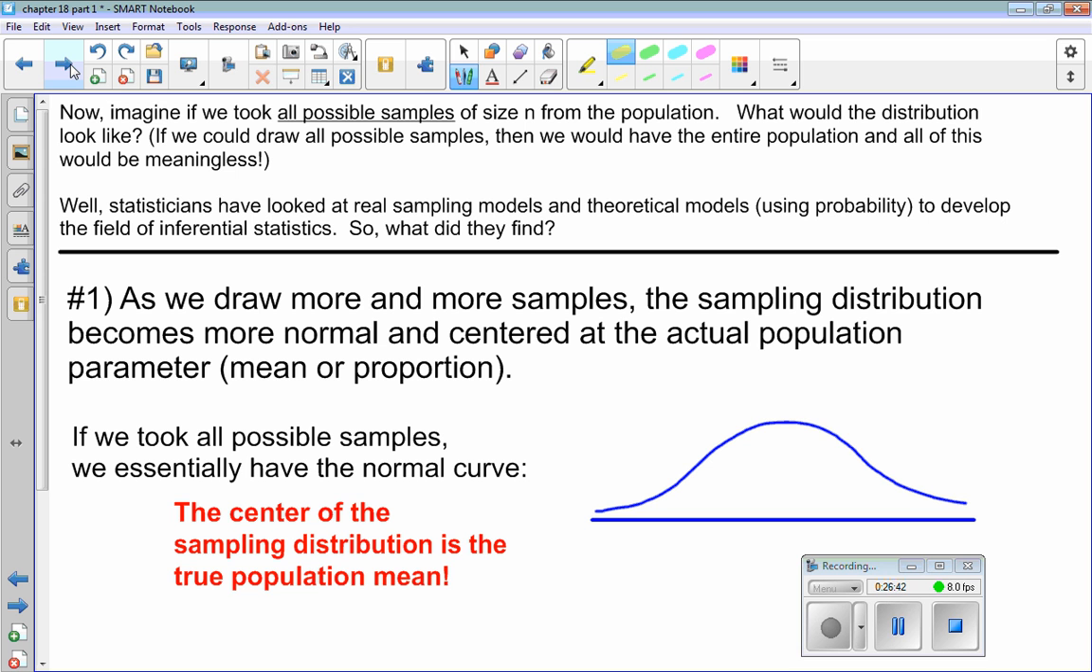Give me your shape. What is the shape? What do you think it is? And I would even use a stronger word. I'd say heavily skewed right, wouldn't you?